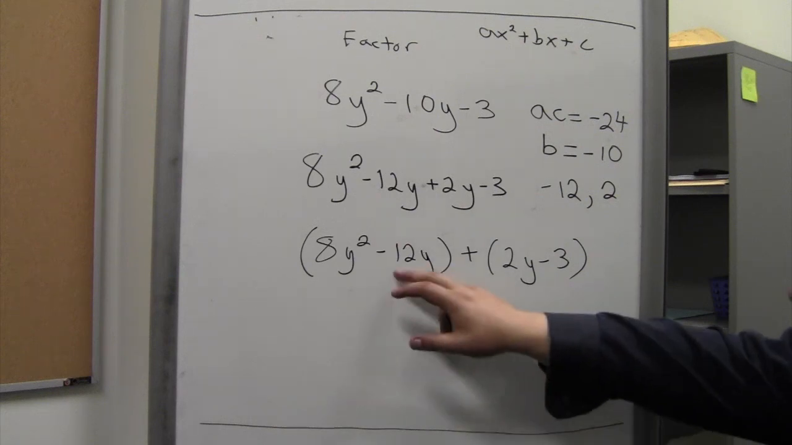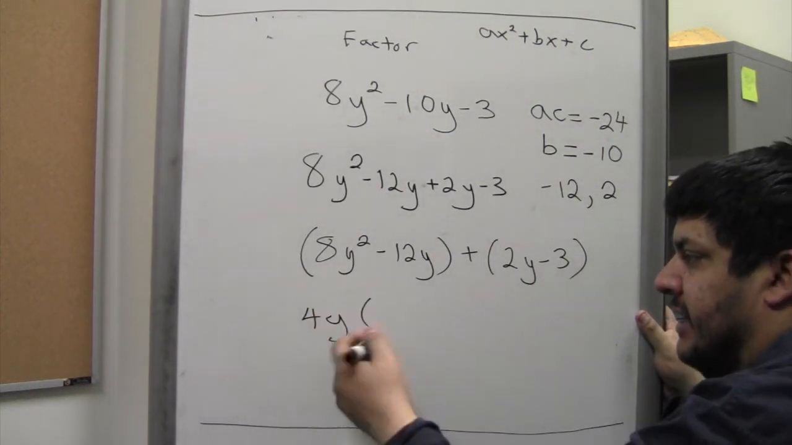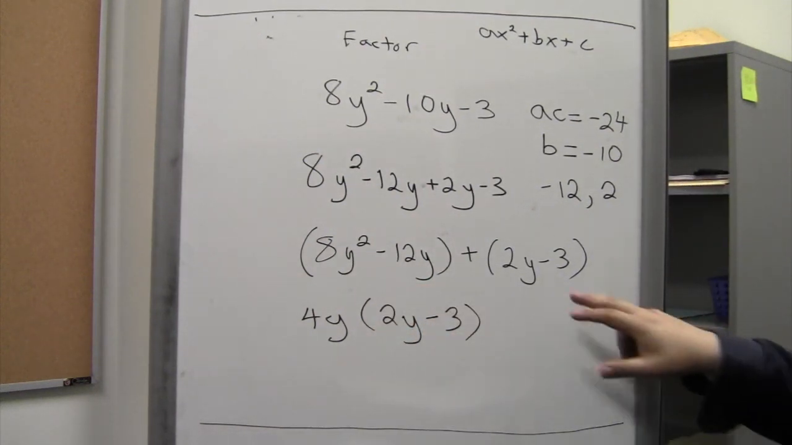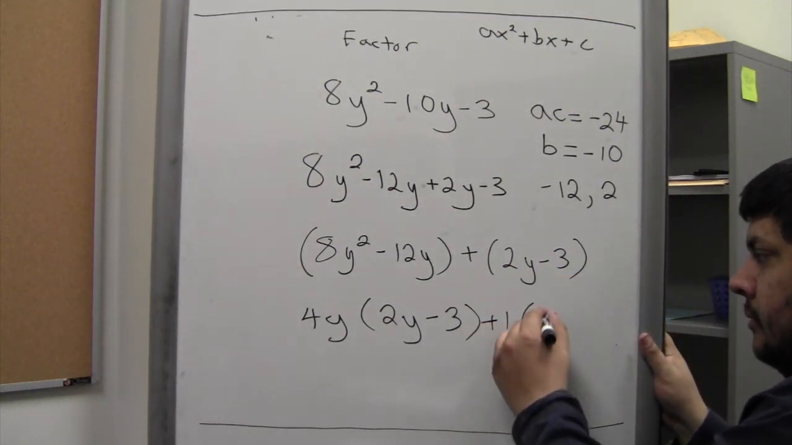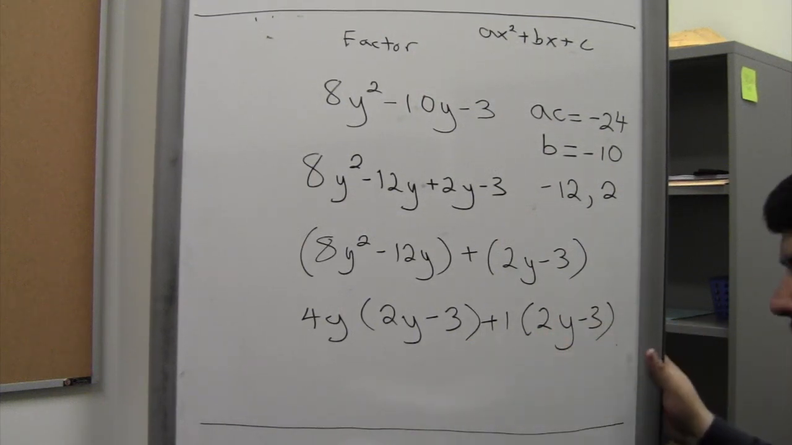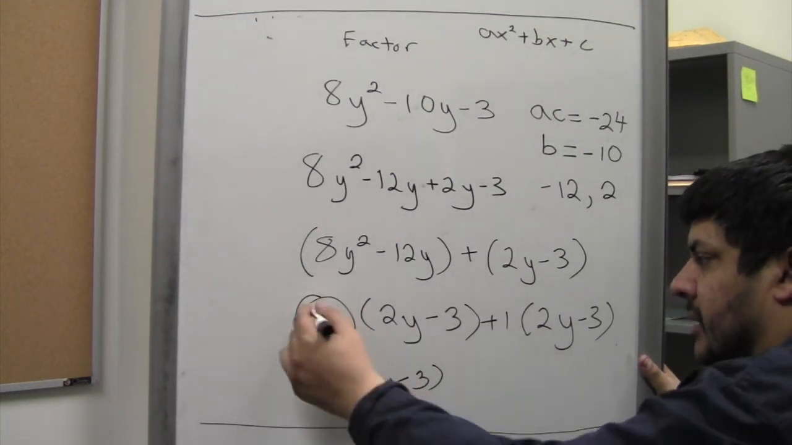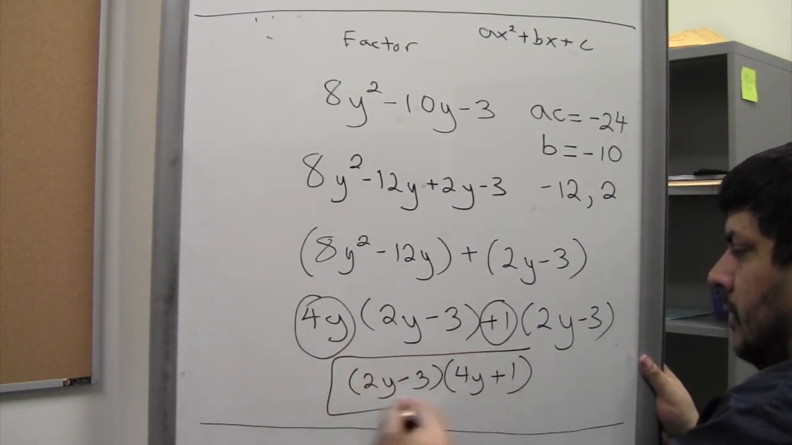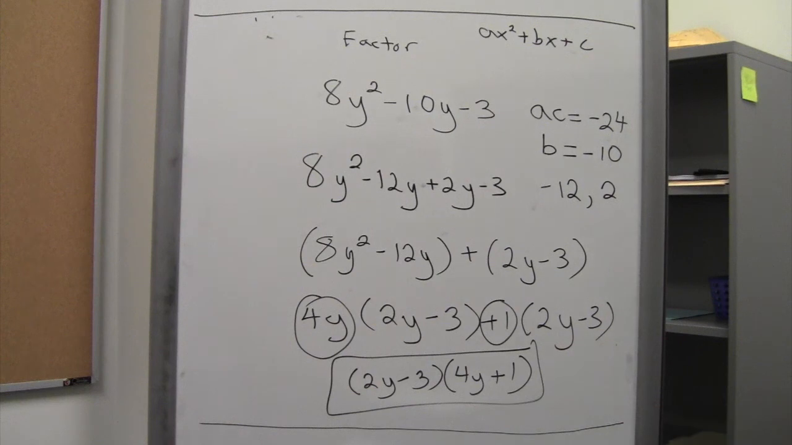Alright? Over here we can take out a 4y. Dividing this gives me 2y minus 3. Now look, I already have this again. I already have it here, so I'm just going to take out a 1. Remember, the key is these two need to be the same at the end. We write down what we see the same, and whatever is left here we put next to it. Okay, so we've now factored this polynomial into this.